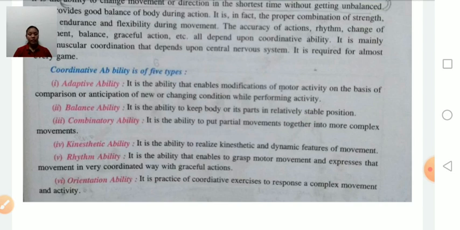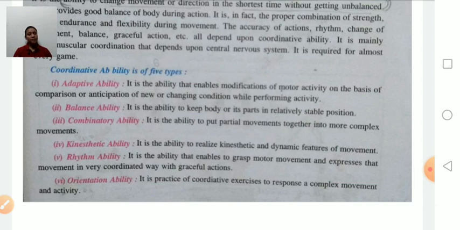Orientation ability. Orientation ability is the practice of coordinative exercise to respond to a complex movement and activity. Means the ability of a person to adjust himself, अपने आप को adjust करना as per the time and conditions. अपने आप को एडजस्ट करना टाइम और कंडीशंस के अनुसार, जैसे टाइम और कंडीशन है उसी के अनुसार एडजस्ट करना.